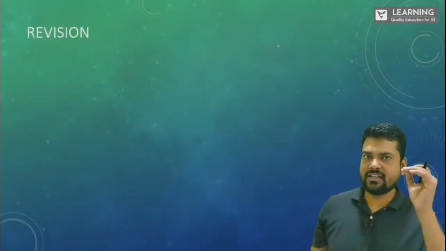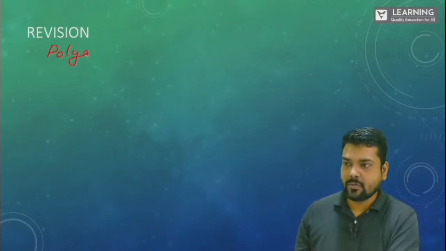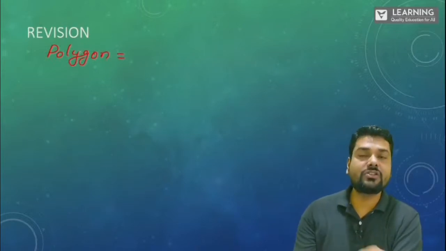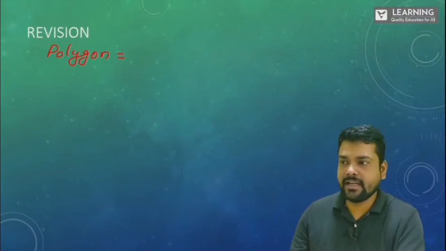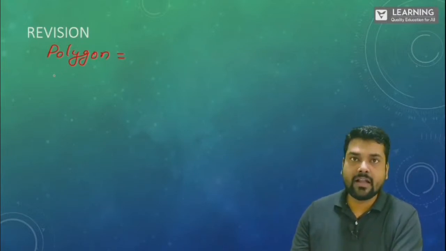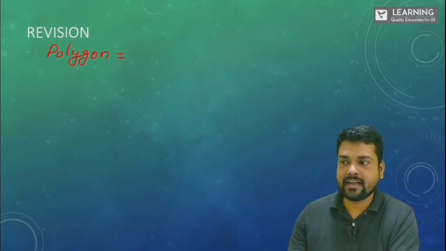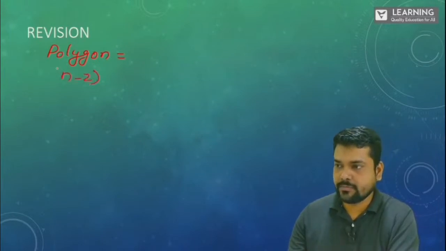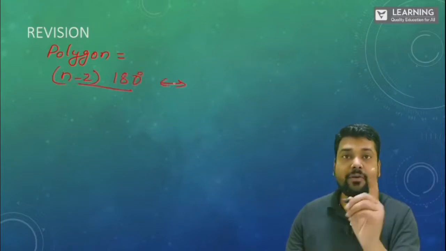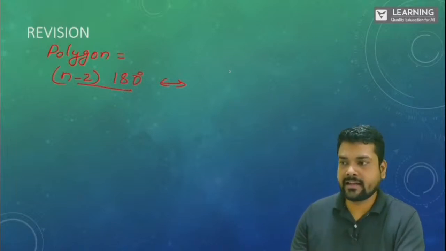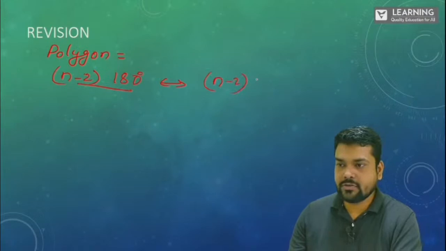With that, we have come to the end of the session. So I'll just quickly give you a recap. We discussed polygons. What is a polygon? A polygon is a closed structure which has a finite number of lines and that can be calculated. Now we know the formula to find the sum of interior angles, that is (n minus 2) into 180 degrees. We also know the formula to find exactly one angle, that is (n minus 2) into 180 degrees divided by n.